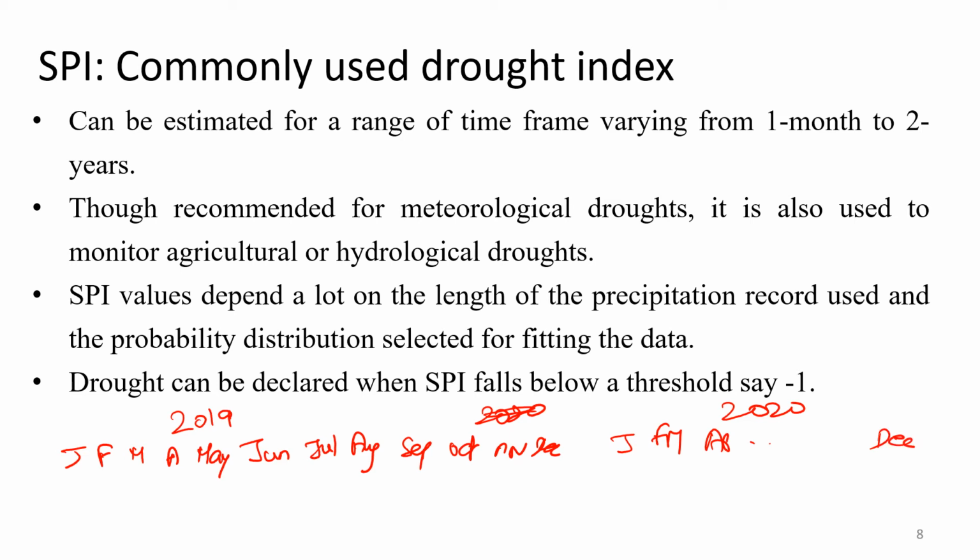SPI can be estimated for different time periods. I can say SPI for January, SPI for February, like that. That is known as monthly SPI. For each month, if I define one particular SPI value, I call it monthly SPI. Similarly, I can calculate 3-monthly SPI, that is Jan, Feb, March combined together. Similarly, I can use 6-monthly, yearly or annual. SPI can be computed for a range between 1 month and 2 years.